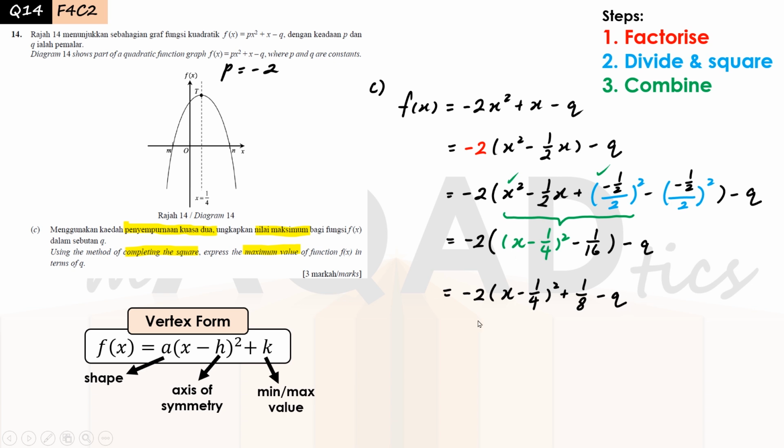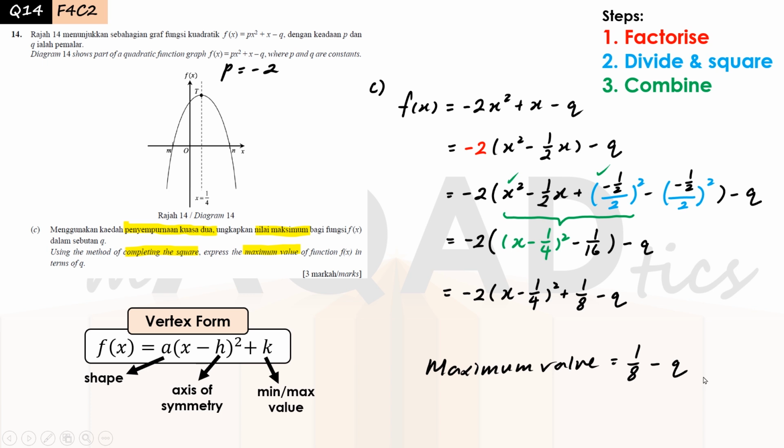Alright, so this would be the result. So now we are finding the value of k, so the value of k would be this one. Okay, so our maximum value would be 1 over 8 minus q.